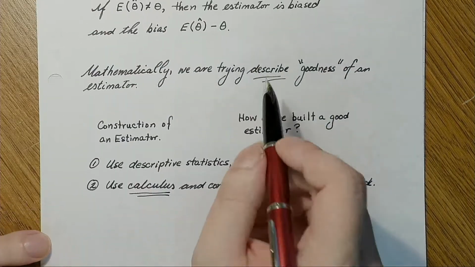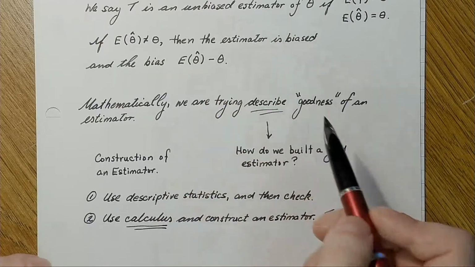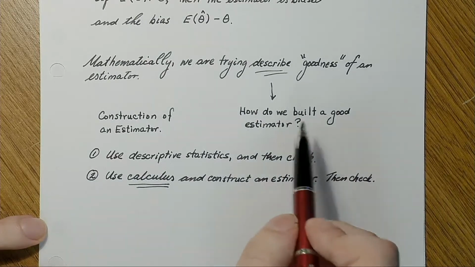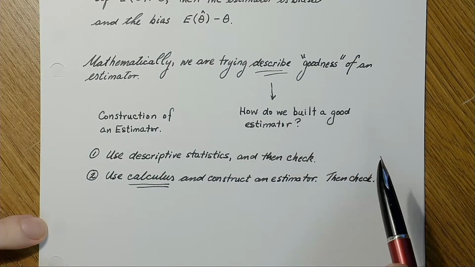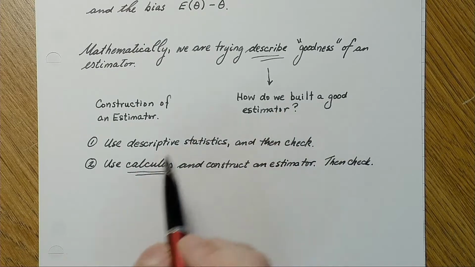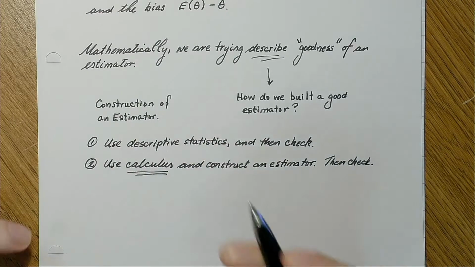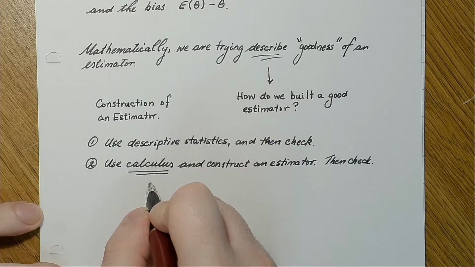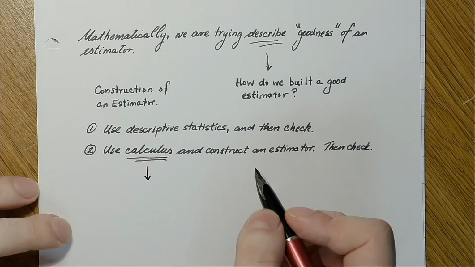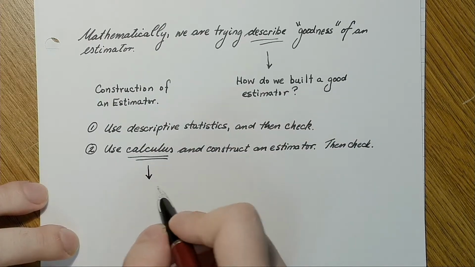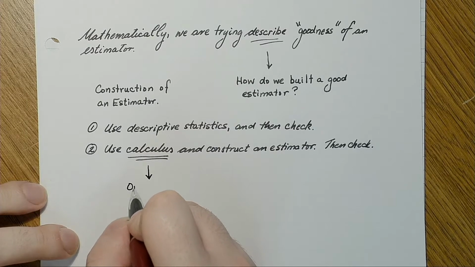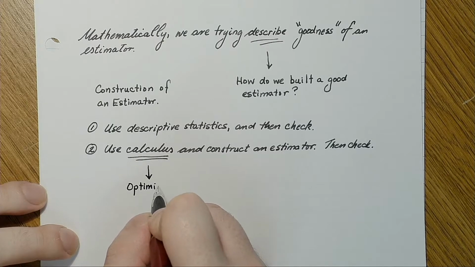So we've gone from describing what an estimator is and the goodness of one. We'd like something that's unbiased. We need to figure out a way to build one. We can use descriptive statistics, but it's not always good. We could use some calculus, and from calculus, well, remember we had talked about, probably in 101, the idea of optimization.